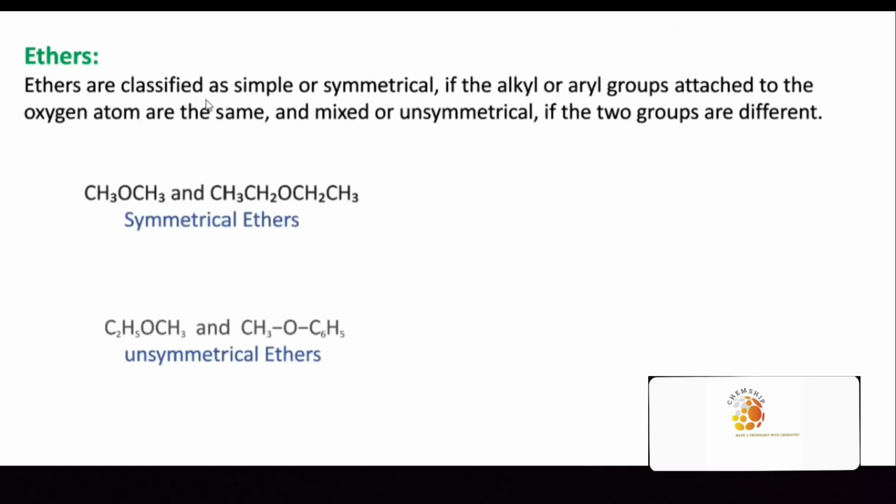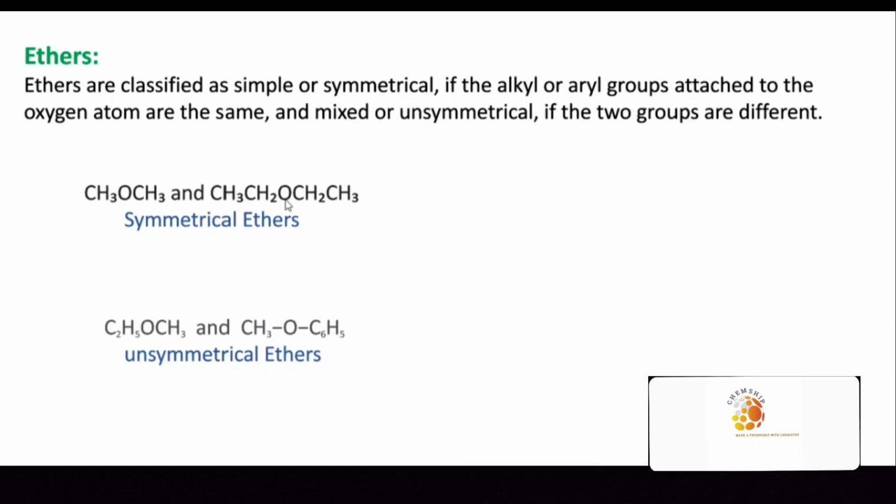Next, ethers. In the classification of ethers, we will importantly see whether it is symmetrical or unsymmetrical. For example, here I provided CH3OCH3, which is dimethyl ether, and CH3CH2OCH2CH3, that is diethyl ether. Here, if I cut through O, it will separate equally, that is CH3 will share oxygen equally, right? So this part is symmetrical to this part. That's why it is an example of a symmetrical ether.